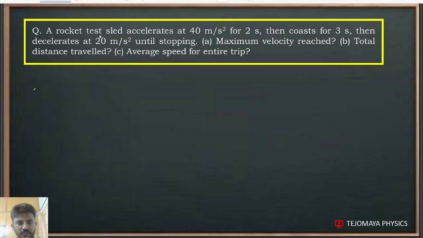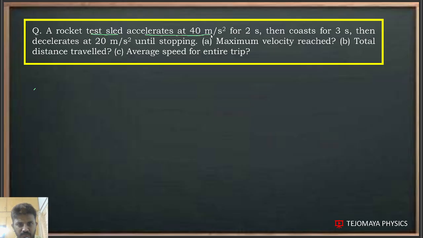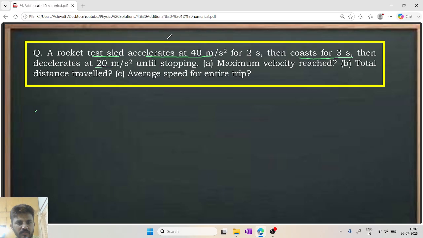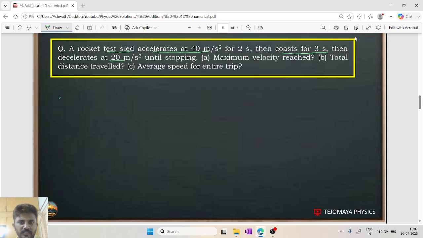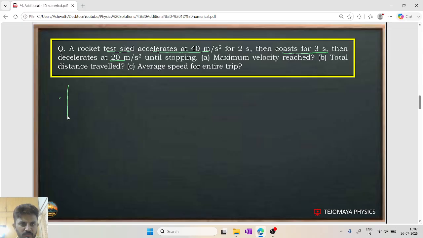Okay, a rocket test sled accelerates at 40 meter per second square for 2 seconds, and then cruises, which means continues at the same speed, for 3 seconds, then decelerates at 20 meter per second square until it stops. This is a very important question. I will take the help of a velocity versus time graph for this. So let me draw a graph of velocity versus time.